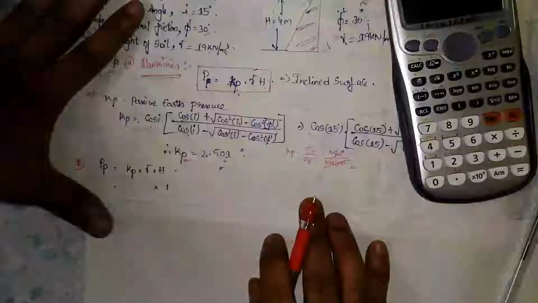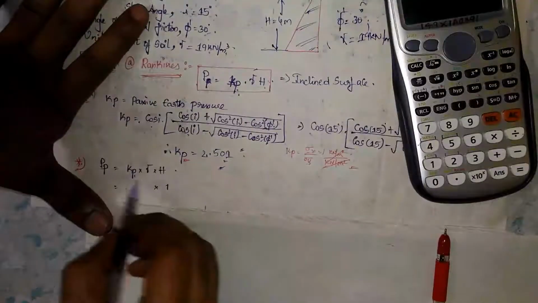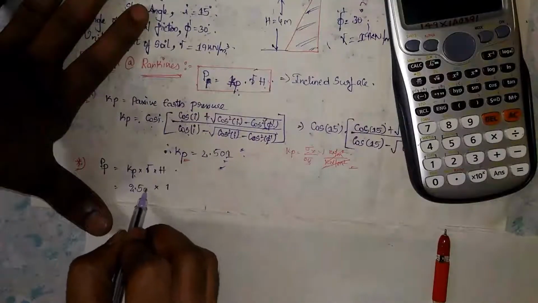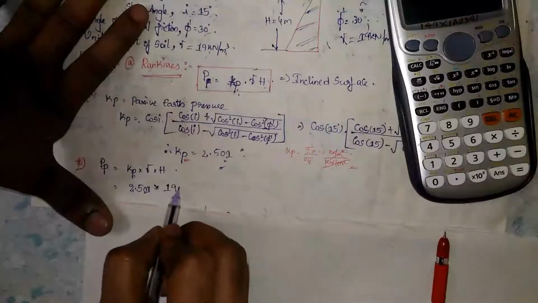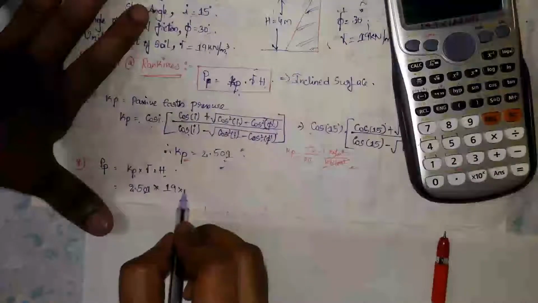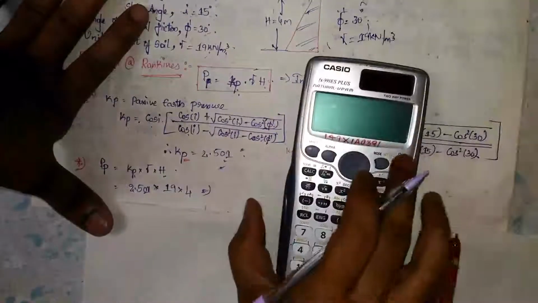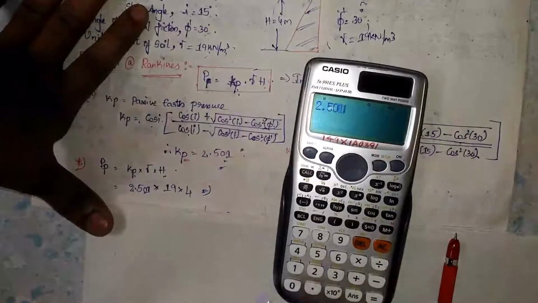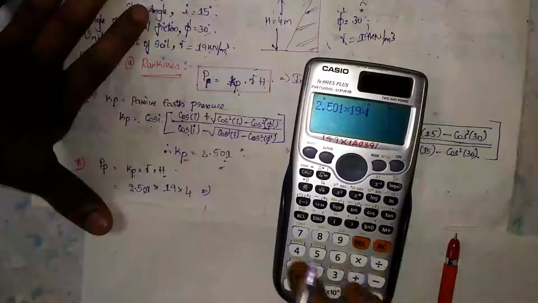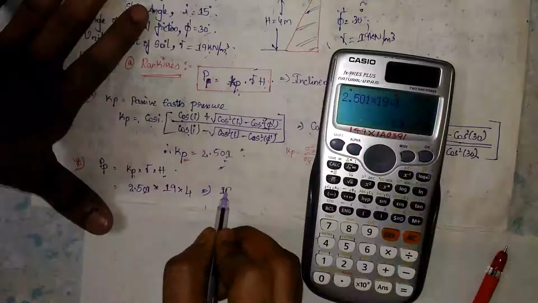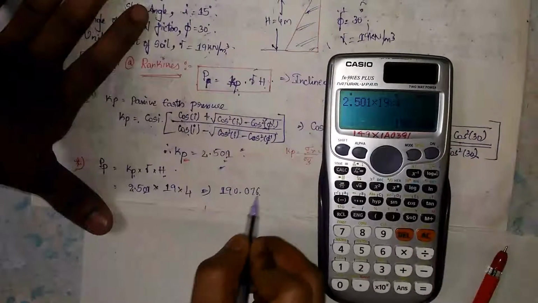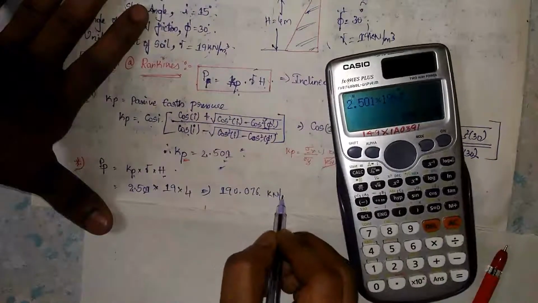Okay, so right here, what is the Kp value? 2.501 into, what is the unit weight value? 19 into, what is the height value? 4. So totally we get 2.501 into 19 into 4. How much do we get? So that means 190.076 kilonewton per meter square.